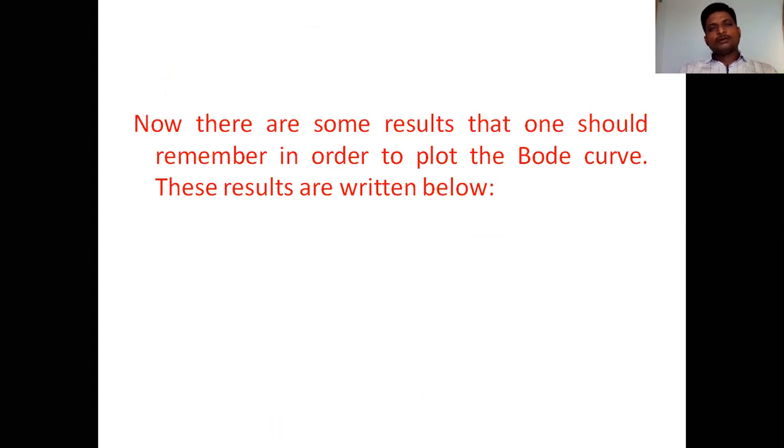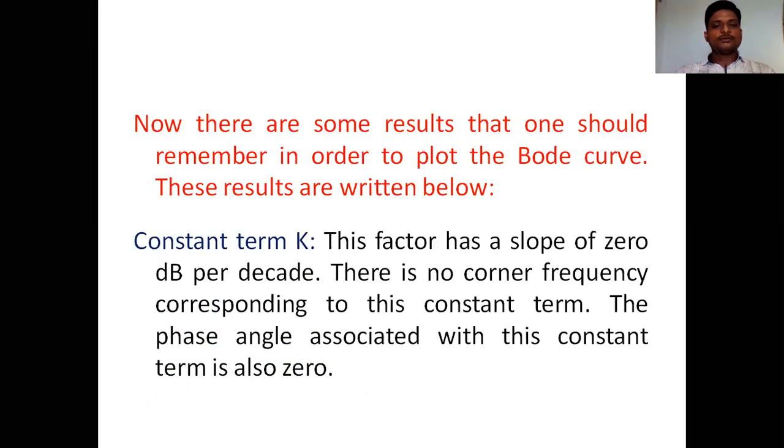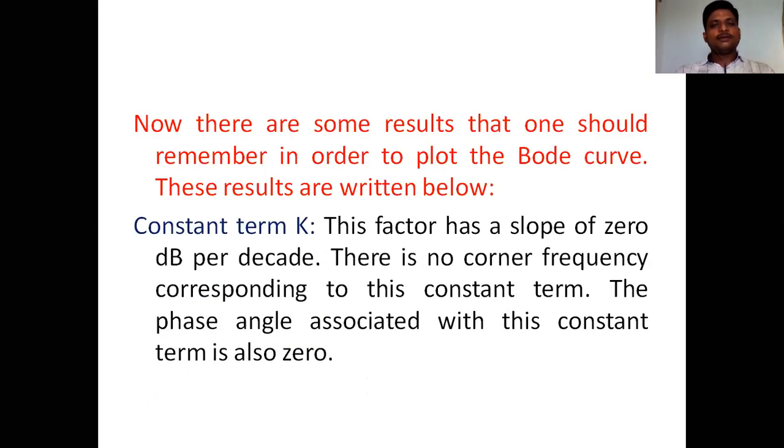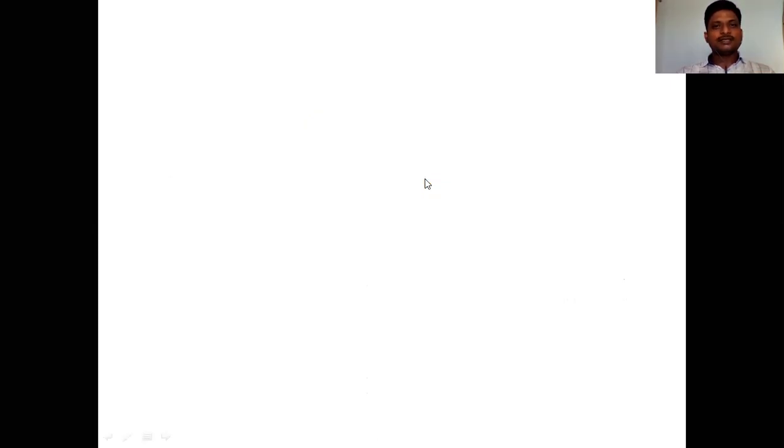Okay. Next, before drawing a Bode plot, first we will be looking into some important results we need to remember to plot a Bode plot curve. First, if the given function has a constant term, denoted by k, this factor has zero slope. Constant term means zero slope. The phase angle associated with it is zero, so there is no phase angle. The slope of the constant term will be zero, which means we have to draw a horizontal straight line.